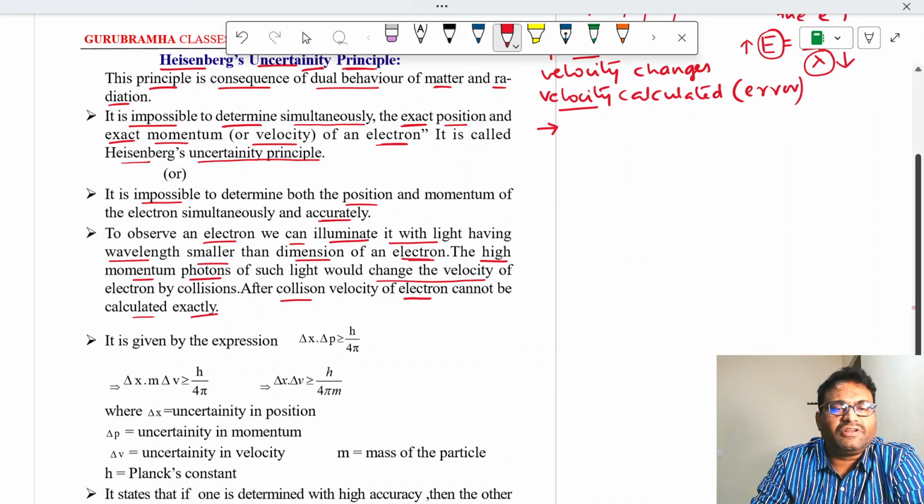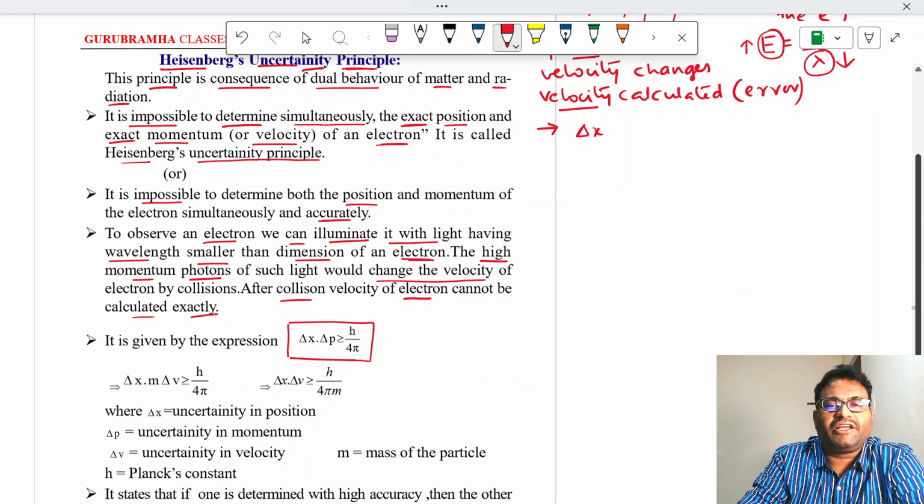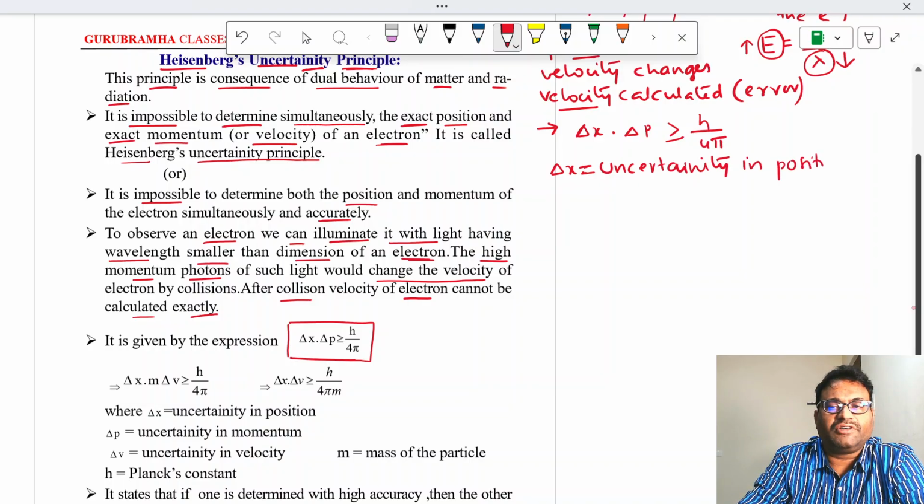So this principle is mathematically represented as what? That is delta x into delta p is greater than or equal to h by 4 pi. What is delta x? It's called the uncertainty in position of electron. Generally measured in meters. What are the units? SI unit, meter.